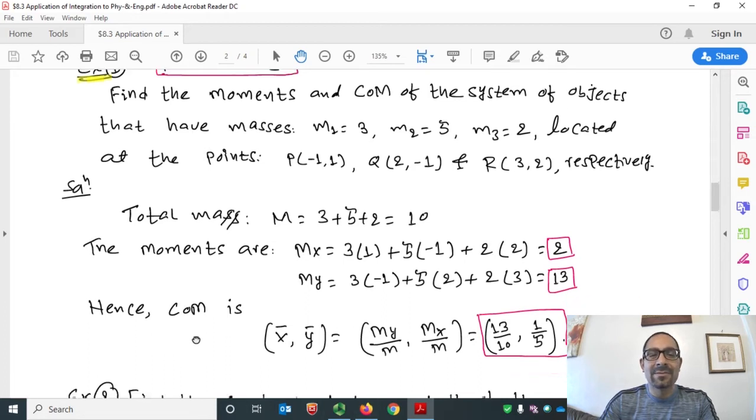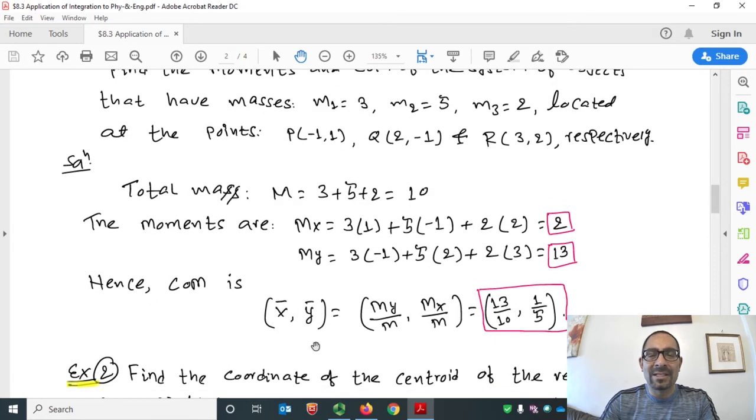Hence, the center of mass is, by formula, x bar, y bar equals My over M, comma, Mx over M. It turns out to be 13 over 10, comma, 2 over 10. By simplifying, it turns out to be 1 over 5. Great. I hope this computation makes sense to you all. Now let's move on.